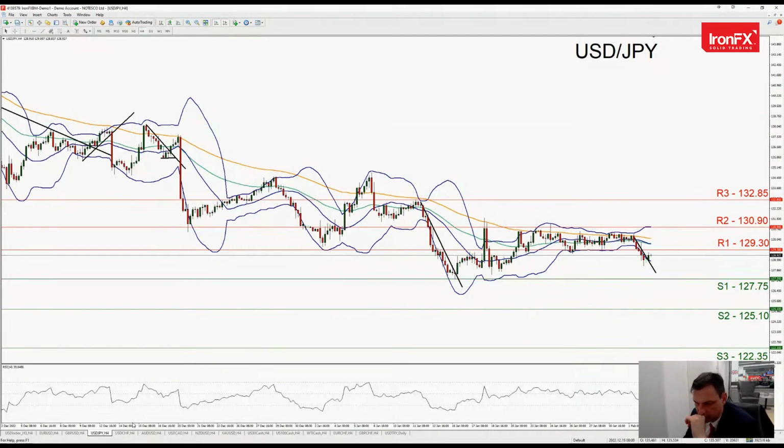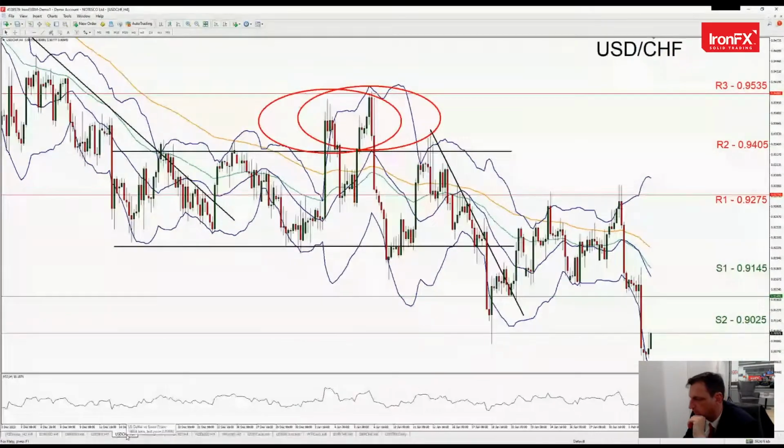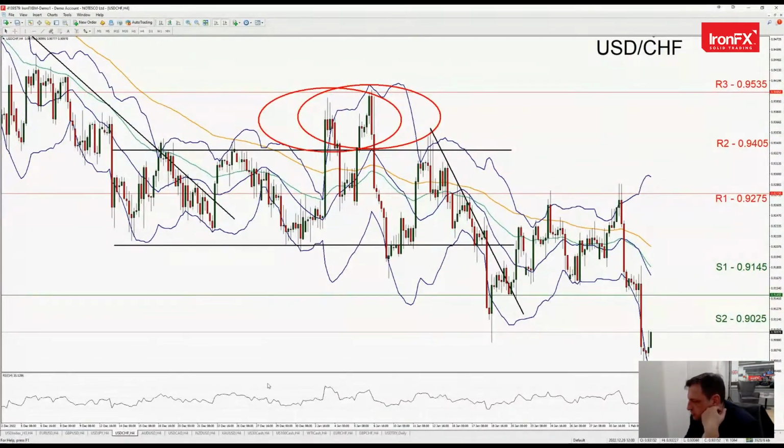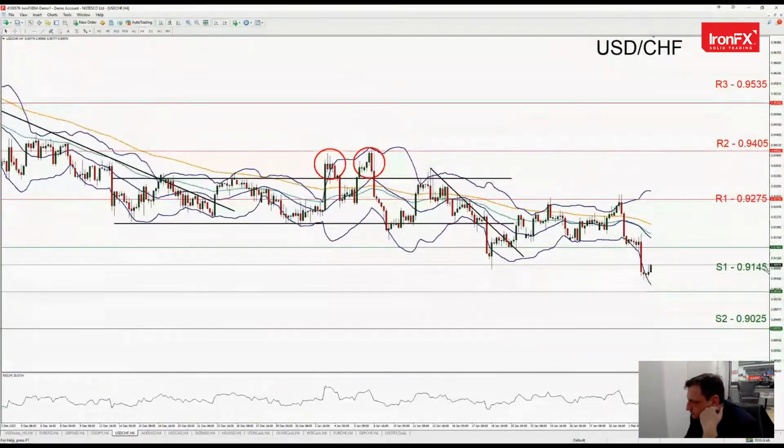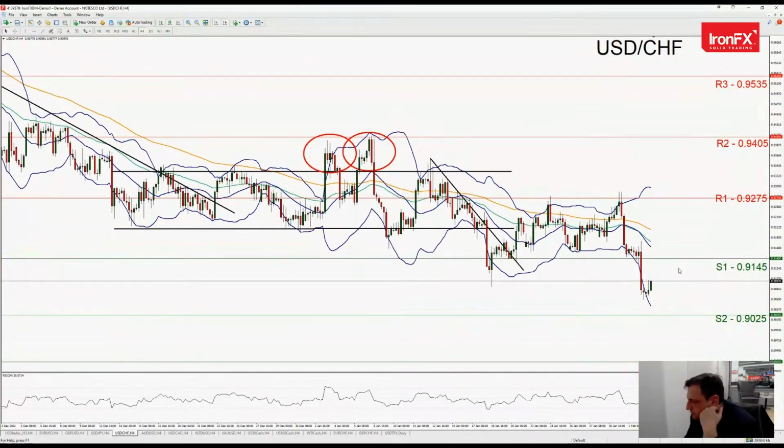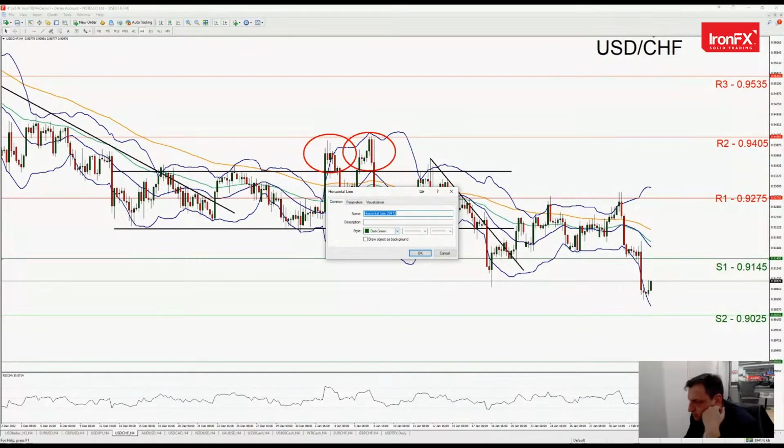Let's have a look at USD CHF. Whoa, big drop. Okay. The 0.9145 was broken. Let's turn that into a resistance line.